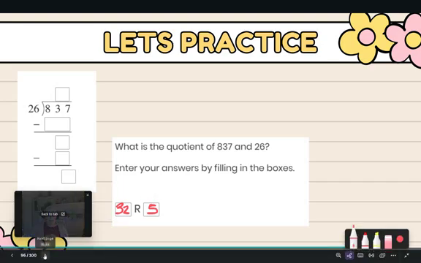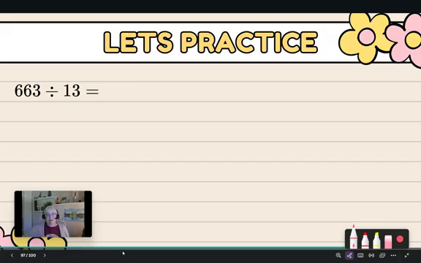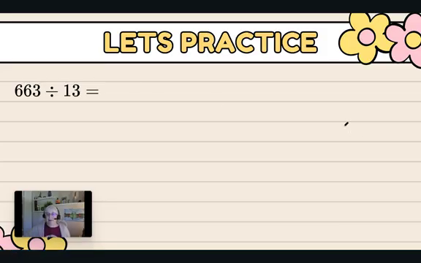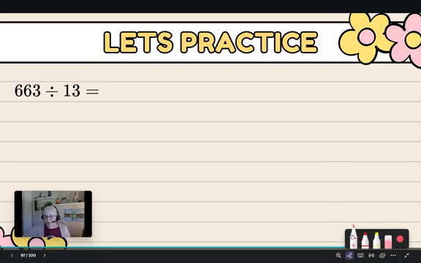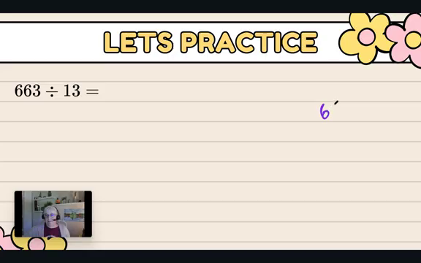All right, let's look at another example. This time I don't have boxes to fill, but I want to show you how to work these division problems again. So here we have 663 divided by 13.